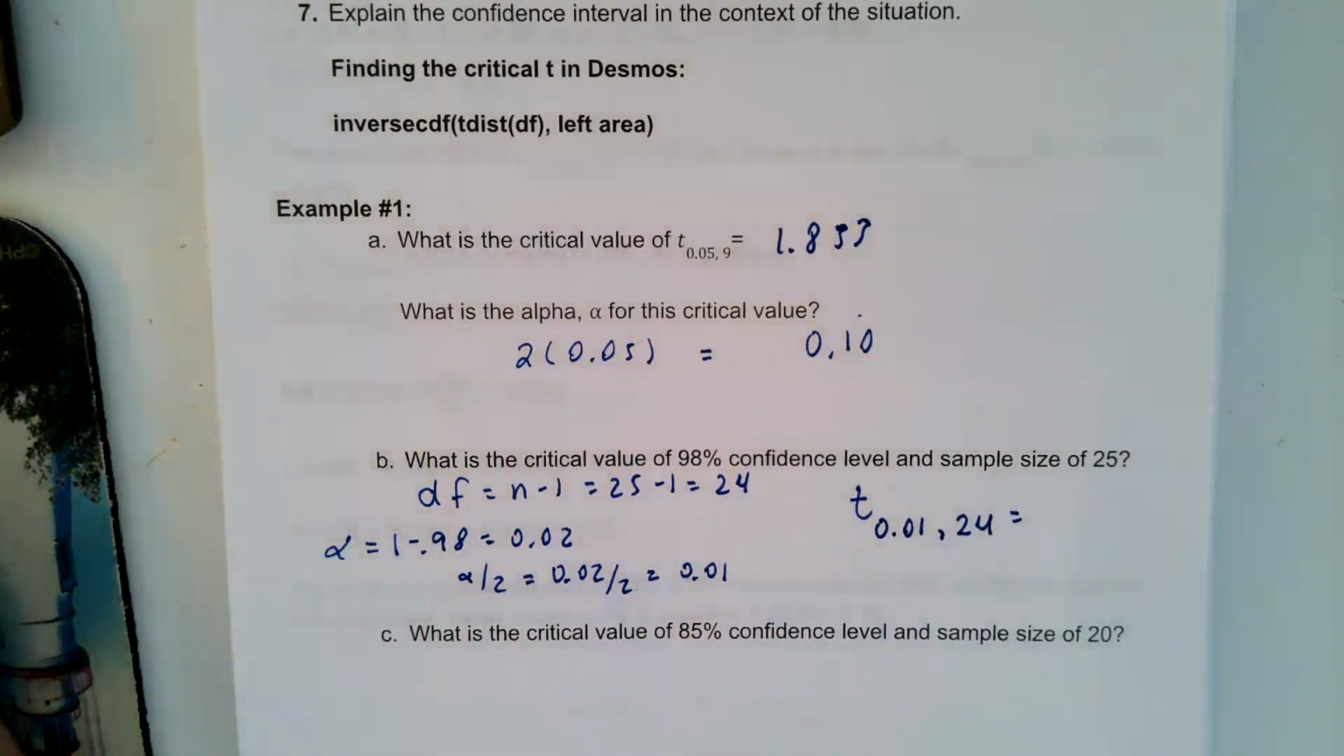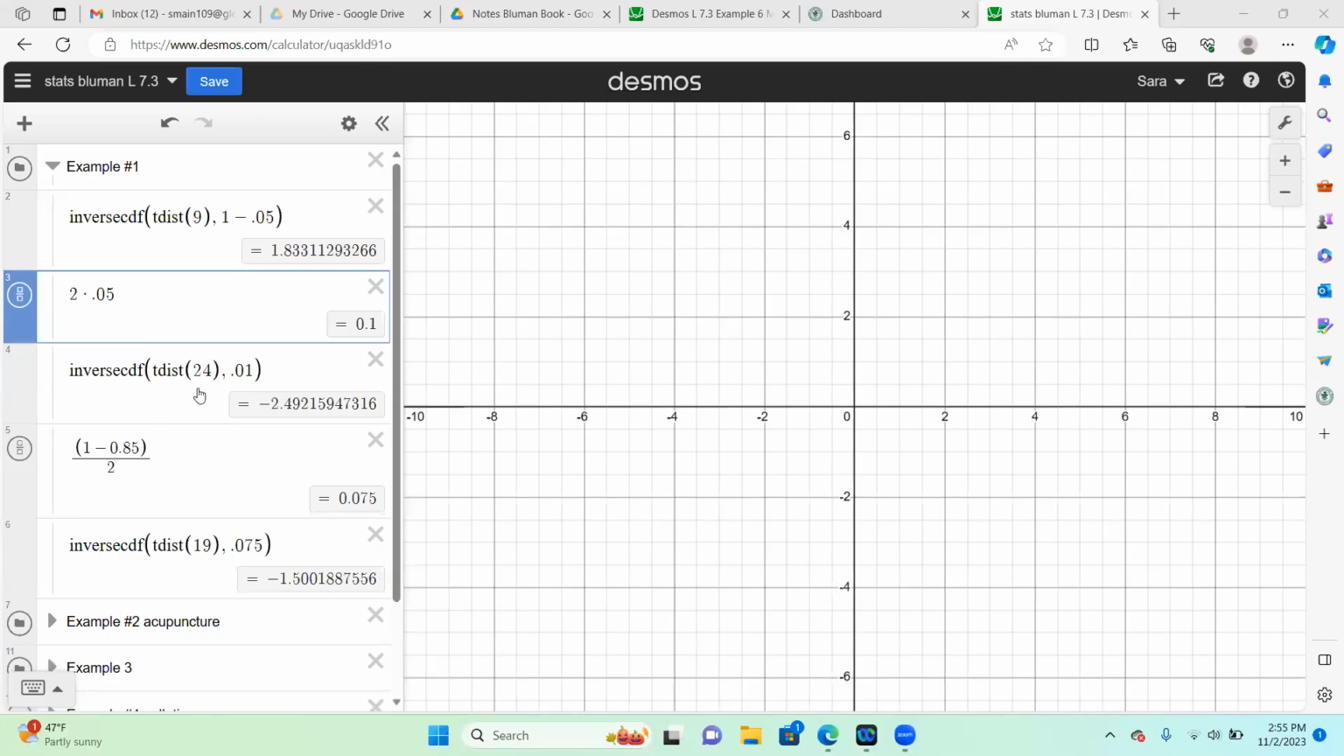So of course we're going to go to Desmos. And there it is. The T of degrees of freedom is 24, and our alpha is really, again, should be 1 minus 0.01 for the positive 2.492. And let's go back to the paper.